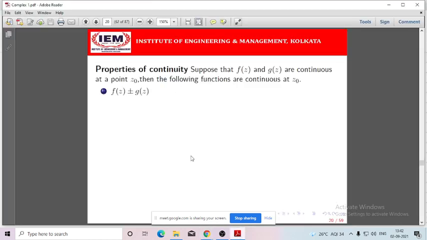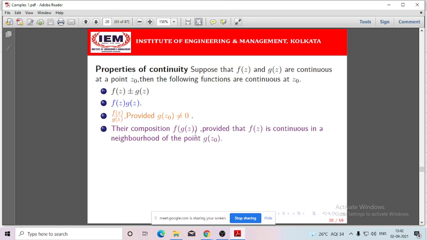What are the properties of continuous functions? The properties are the same as you did earlier for functions of one real variable and two real variables. That means if f(z) and g(z) are two functions which are continuous at a point z0, then their sum and their difference will also be continuous at the point z0. Then the product of the two functions will also be continuous at z0. And the quotient of the two functions will also be continuous at z0, provided the functional value of g at z0 is not equal to 0. Otherwise it will not be defined.